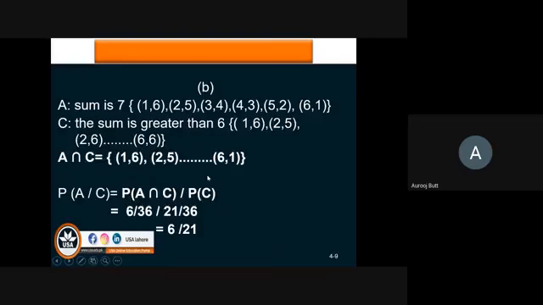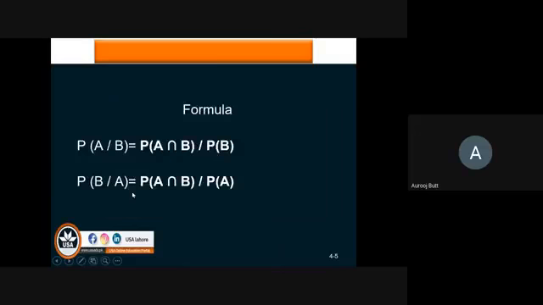So simply, firstly you just define the events. The event before "given" is: the sum is 7. That means this is event A, and you just need to enlist the sample points whose sum is 7. Then comes event C. Event C is what? The sum is greater than 6. Just simply enlist those sample points whose sum is greater than 6. So these are the sample points whose sum is greater than 6. According to the question, you'll just amend the formula that was already taught to you. That was this one. All right.